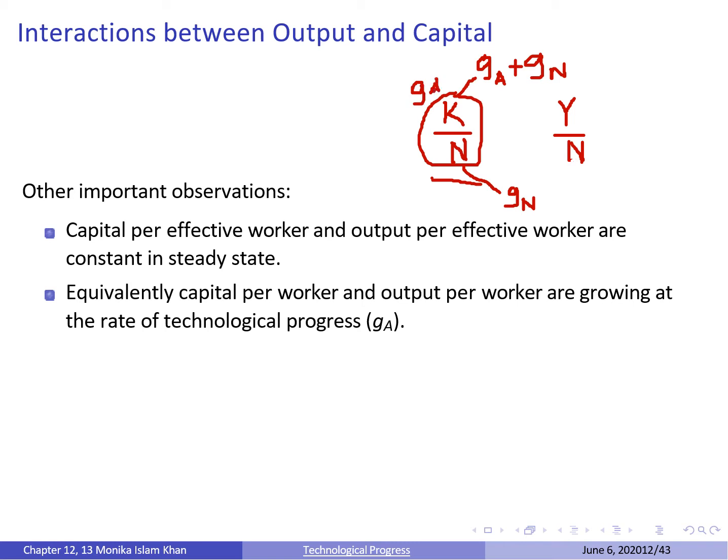In the same way, because the numerator here, growth of output, is gA plus gN, and growth of labor is gN, the residual is gA, so both your capital per worker and output per worker are growing at the rate of technological progress.